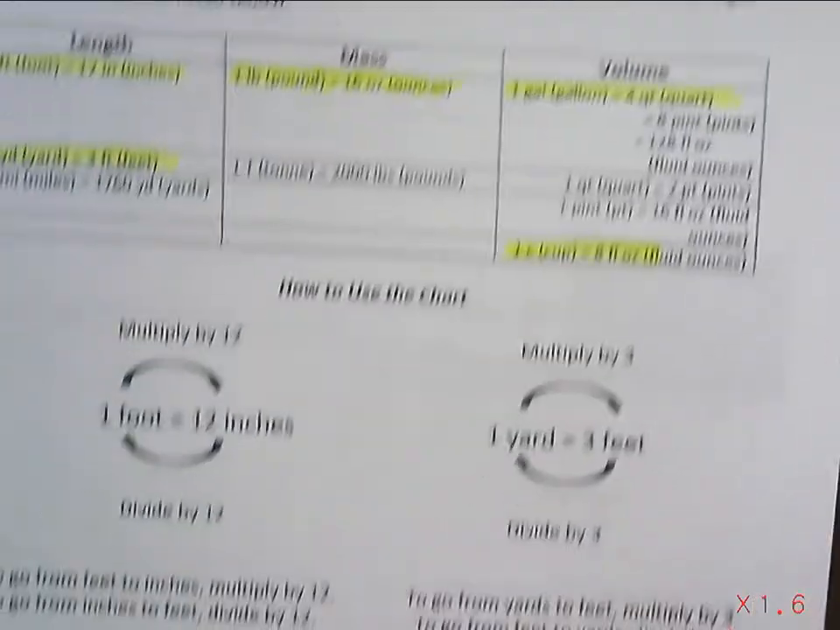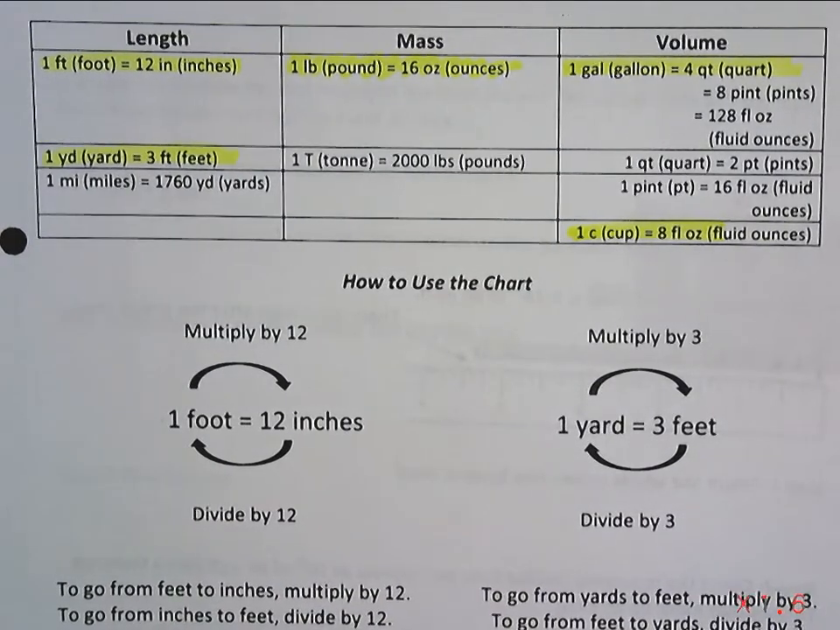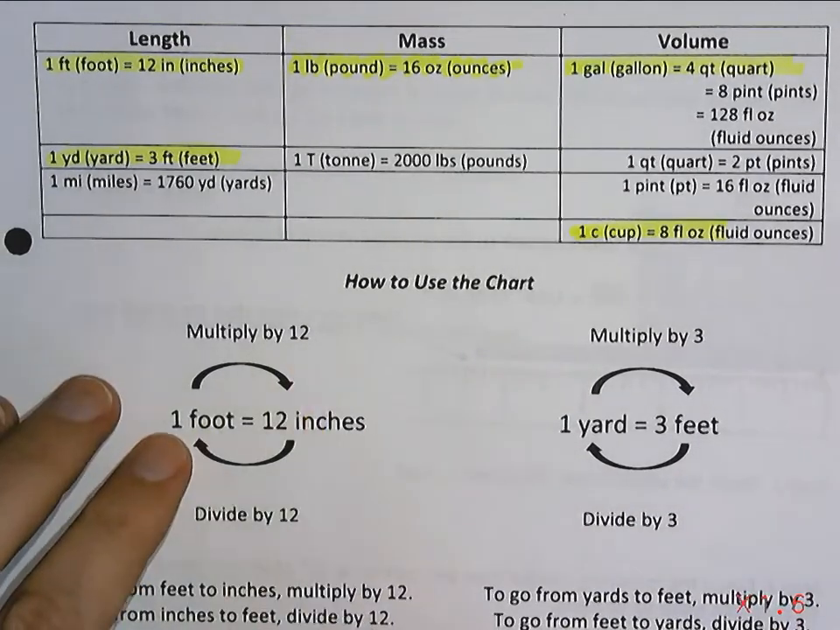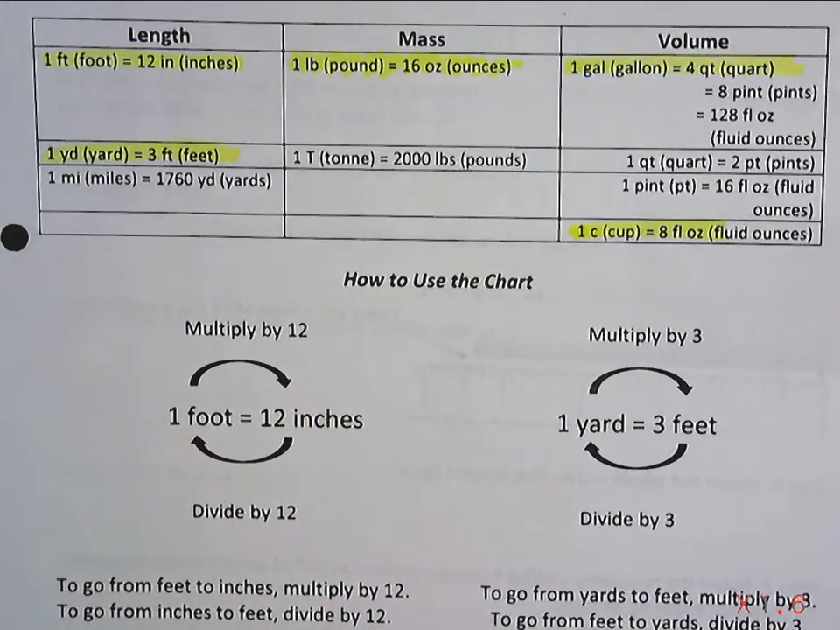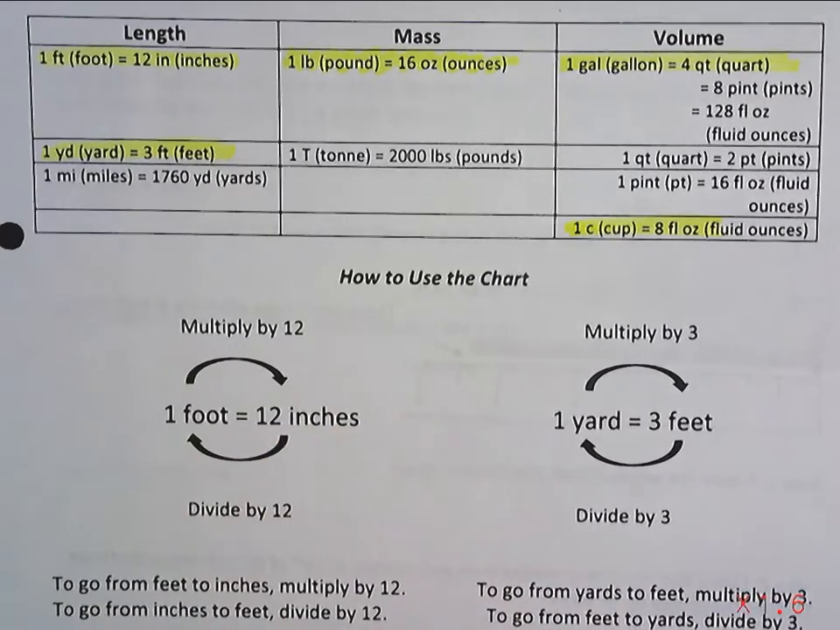Okay, so let's take a look. How to use the chart? Well, if I have a foot and I want to go to inches, you sort of have to say to yourself, which one's bigger? The foot's bigger, right? So there's going to be more inches than there is in a foot. So for each foot, there's going to be 12 inches. So for every foot, we're going to multiply by 12 to get the number of inches. But you sort of have to go through that logic. Which one's bigger? Which one's smaller? So if I give you the inches, and I'm going to go to the foot, I need to divide by 12. So if I have 12 inches, that's going to be 1 foot. If I have 24 inches, that's going to be 2 feet. But again, you got to sort of go through that logic.